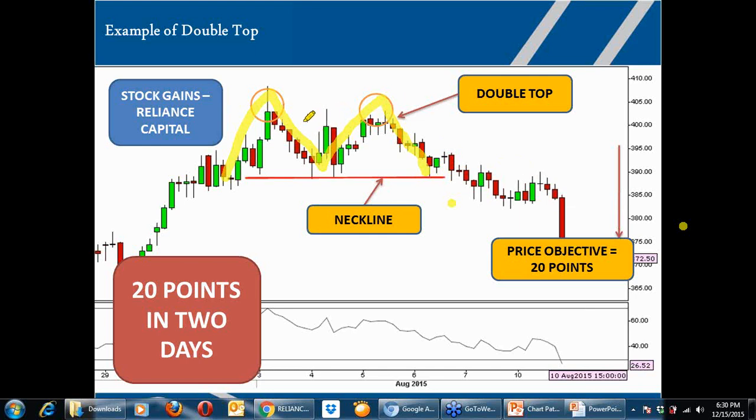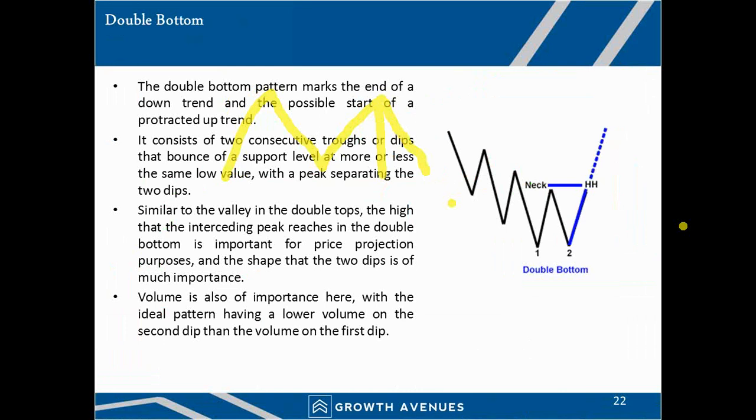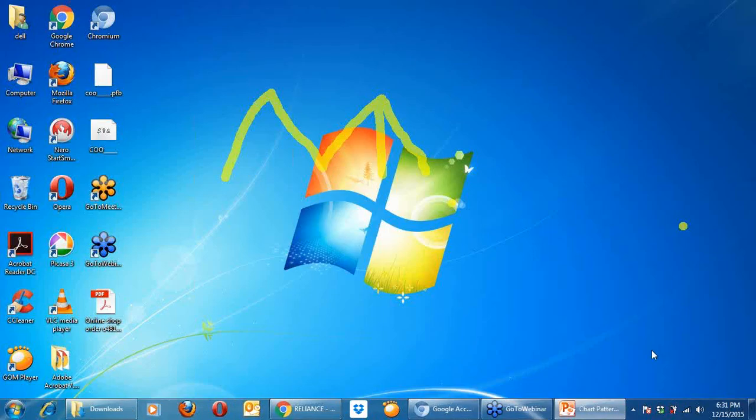The target for a double top is from the peak to the neckline. This is the price objective, and the price objective of 20 points is met during this fall. Interesting, isn't it? We have to keep our eyes open, and you shall soon start identifying patterns which are emerging. This works on intraday as well, but the veracity is much lower.